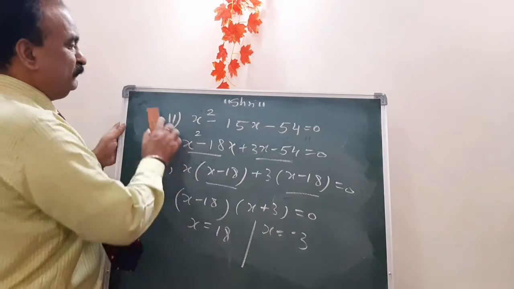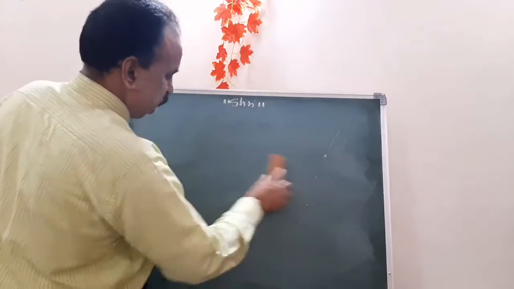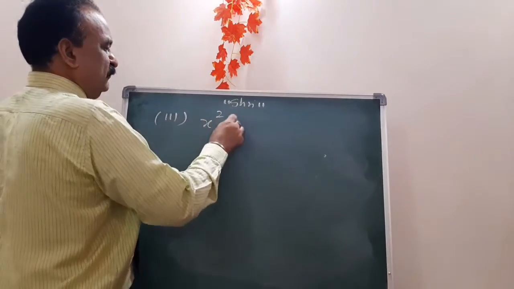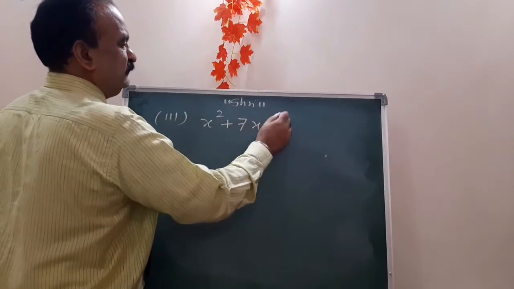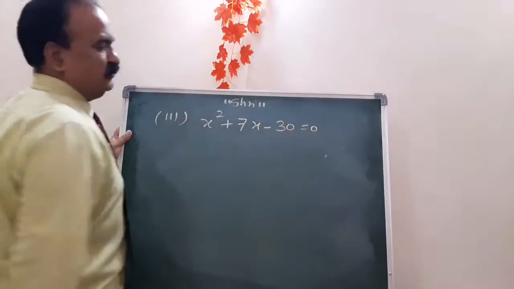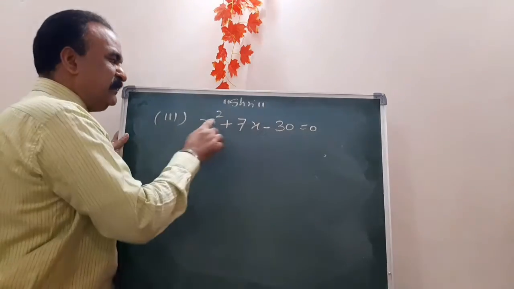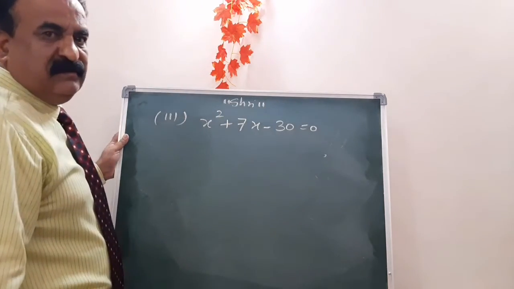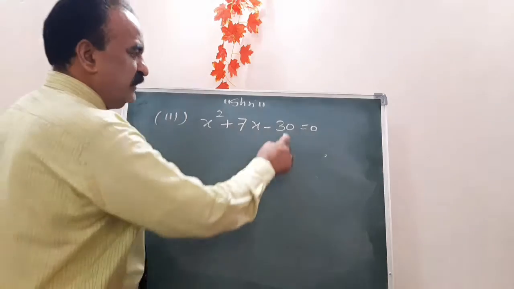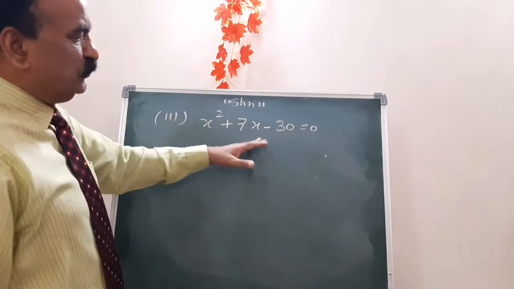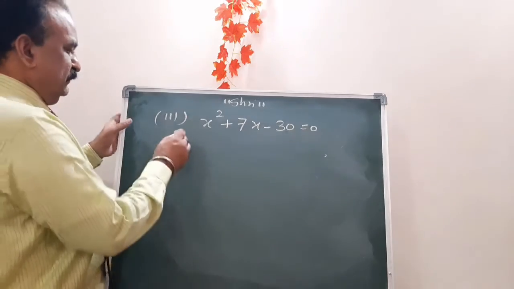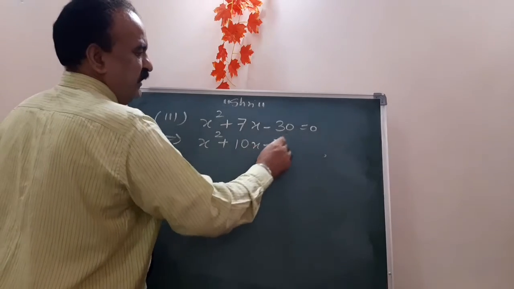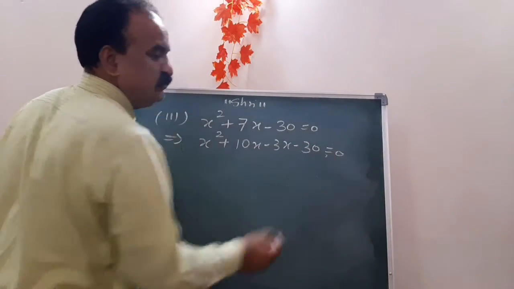Third pattern is x square plus 7x minus 30 equal to 0. Now what are the numbers? Their multiplication is 30, 3 into 10 is 30, and on addition or subtraction it gives 7. What are the numbers? Again you can find by the prime factorization, or you know 10 threes are 30. Sign of these implies x square plus 10x minus 3x minus 30 equal to 0.